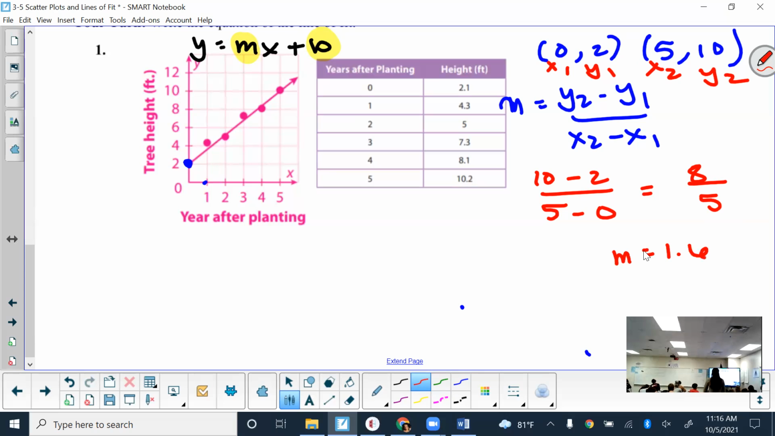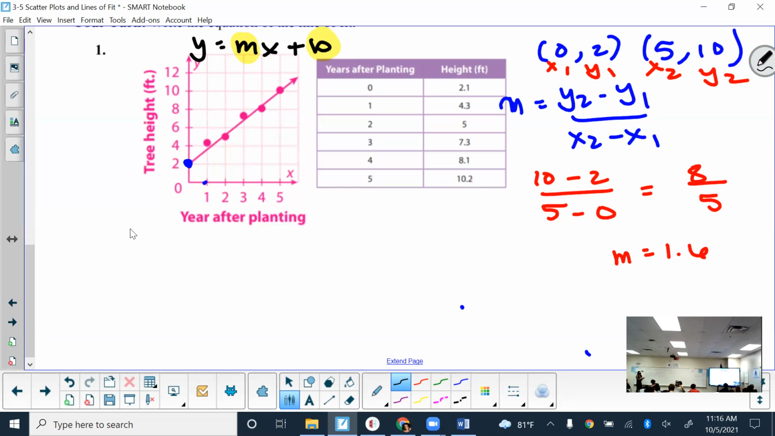Questions about that? I know in another class we used different points. We used 0, 2, and 2, 5, and we got m equals 1.5. I know other kids that when they did it, they got m equals 2. Still close enough, right? Any questions? All right, so in this one we got m equals 1.6.